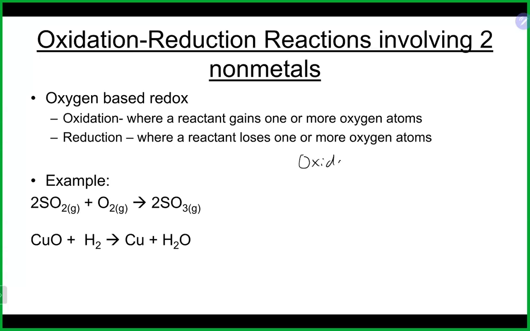Oxidation can also be when somebody gains oxygen as you go from reactants to products. So if you look at some element on the left-hand side to the right-hand side, and it's kind of gained oxygen, that means it also went through oxidation. Or it loses H2, or hydrogen, as it goes from reactants to products. That's another definition of oxidation.